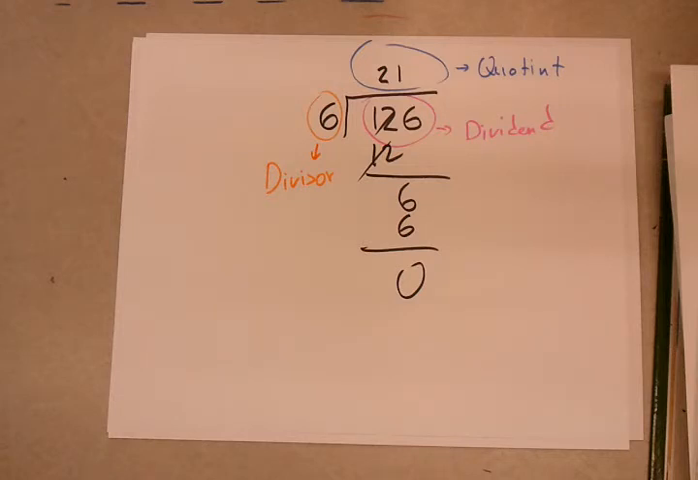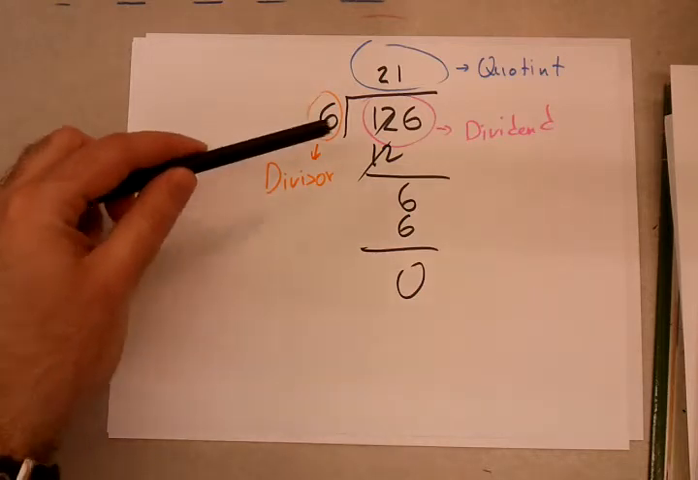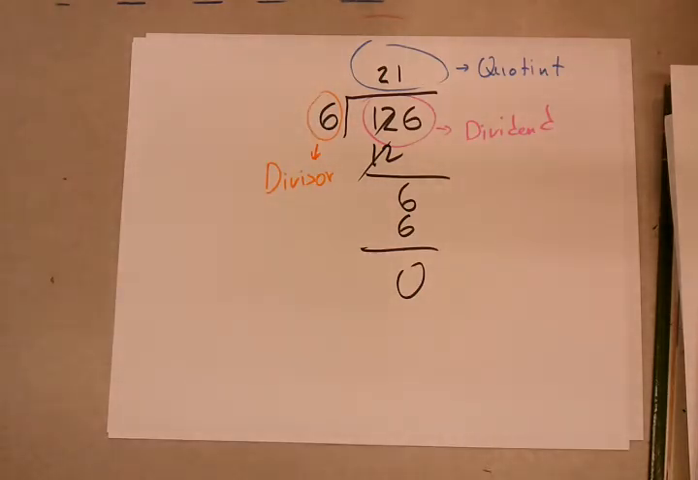Whenever you have long division, the different players have different names. For example, if we're dividing 6 into 126, or 126 divided by 6, the 6, which is being divided into the 126, is called the divisor. The divisor goes outside of the long division bracket. The dividend is what we are dividing into. In this case, the dividend is the 126. The quotient is the answer. So you divide the divisor into the dividend and you get a quotient, which I misspelled.